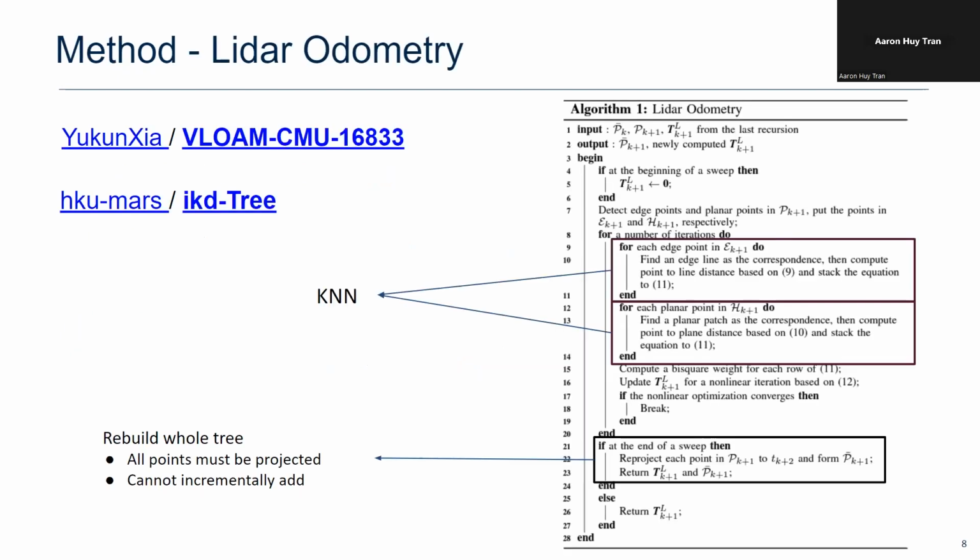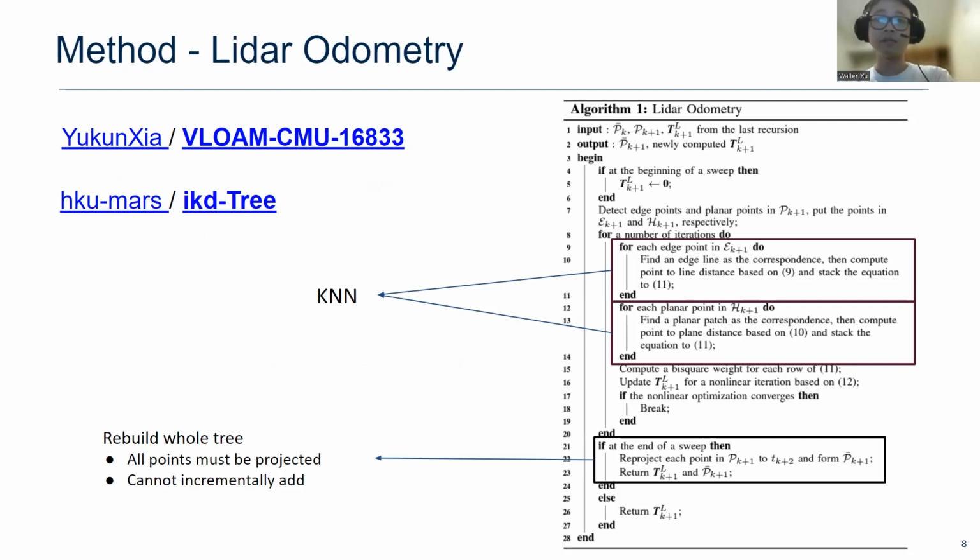And to compare the new ikd-Tree with the vanilla V-LOAM implementation, we'll be looking at the computational speed and the accuracy. We base our implementation on the V-LOAM repository as shown on the screen. So this is actually a student's implementation of V-LOAM. And for the ikd-Tree, we use the official GitHub repository for ikd-Tree. So there are two sub-modules that we have to modify.